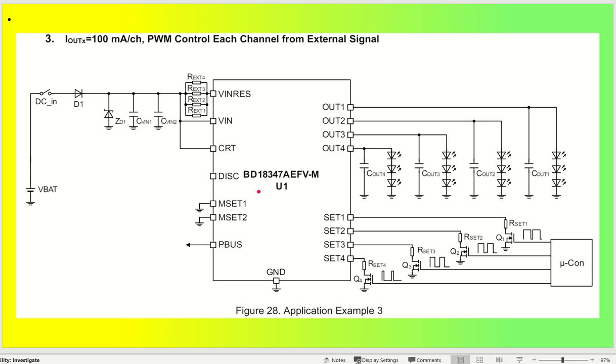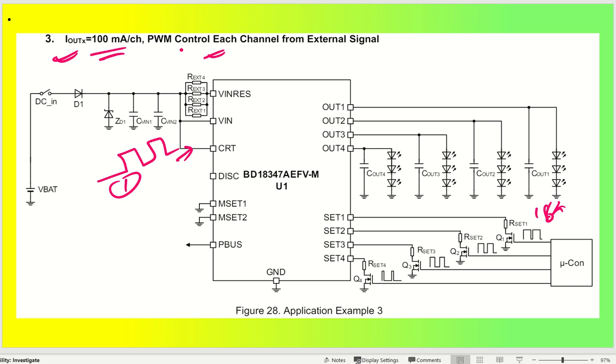Coming back to the third design that is given in the data sheet, which again is 100 milliamperes per channel. So all these R set values will be set to 18 kilo ohm, that you know, right? Coming to PWM control from external signals, you can do one thing: give an external PWM signal to the CRT pin, that is one method.